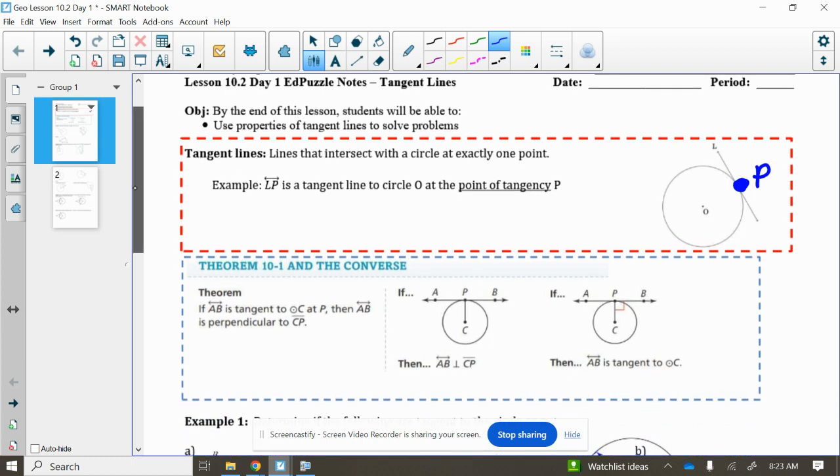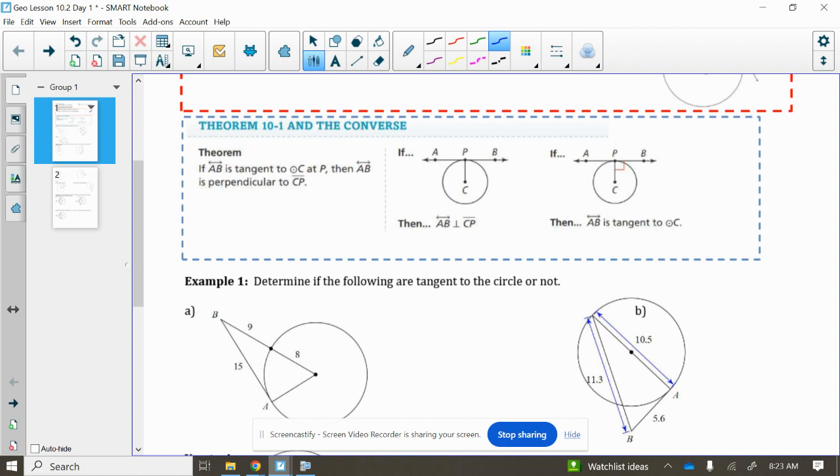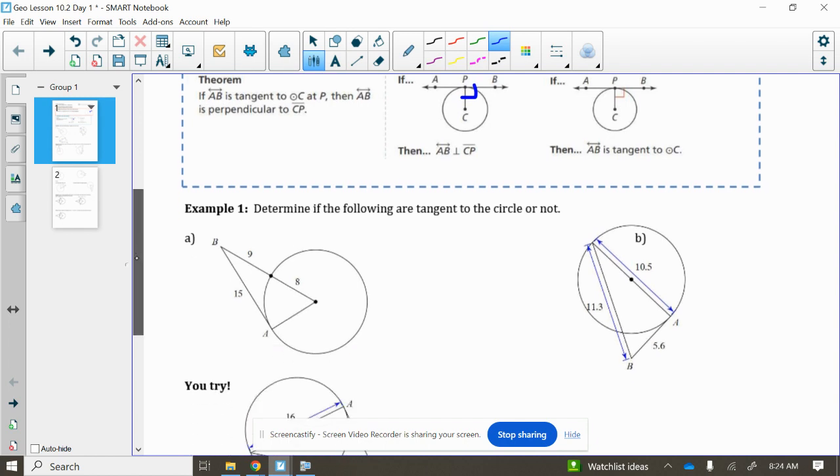An important theorem about tangents in our circle is that when we draw a radius to our point of tangency, it is going to be perpendicular. So we will create a right angle at that point of tangency. And also, if we have a line that's perpendicular at that radius, then it will also be considered a tangent line to our circle.